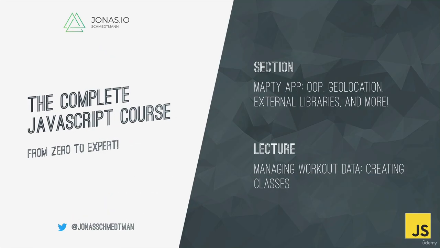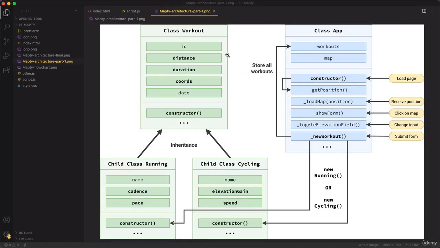So in this video, we're going to implement classes to manage the data about our cycling and running workouts that are coming from the user interface. And so here we have this diagram again containing the classes that we need to implement. So we already discussed this before, and so let's use this as a base for working on the classes now.